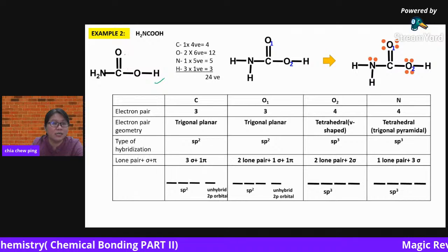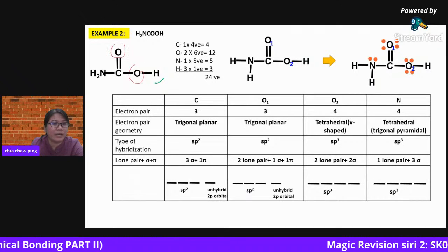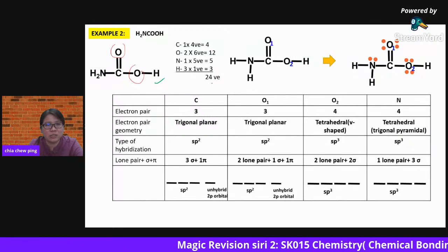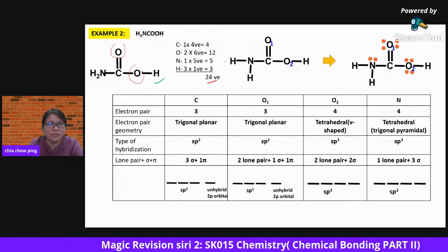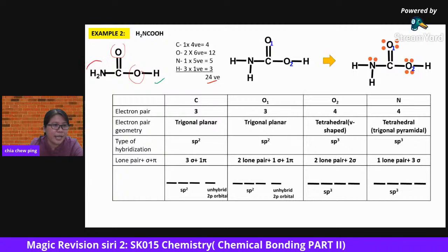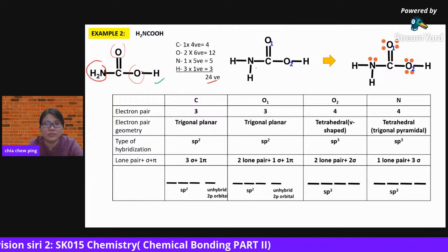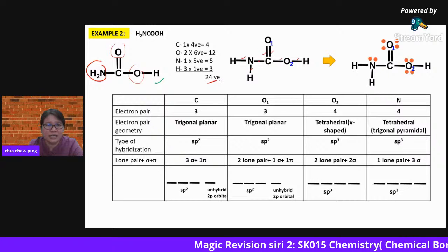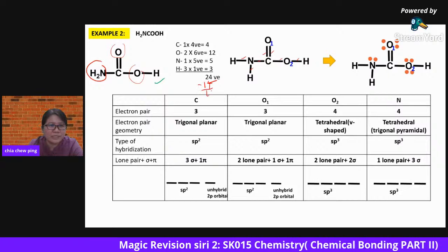Okay, draw the skeleton first, without the octet, right? The first step is to make sure you count the valence electrons: 24 valence electrons. So you expand the NH2 to become single bonds. Then you can count 2, 4, 6, 8, 10, 12, 14. Yeah, 14. That means you have 10 left.